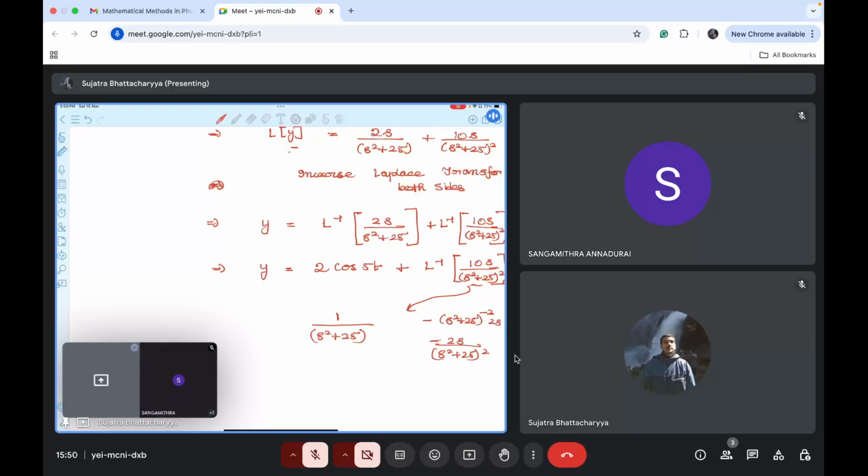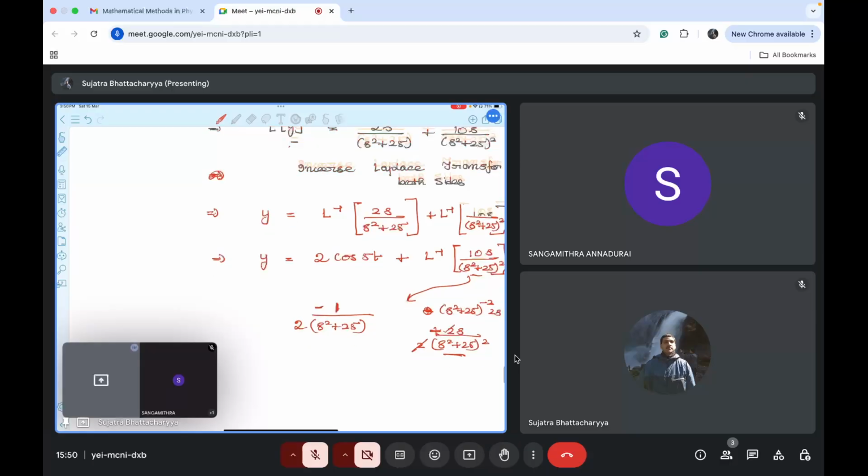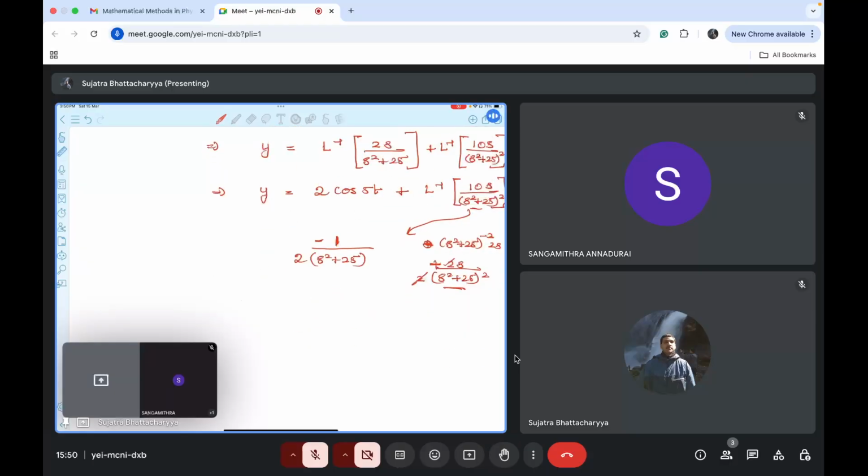Is this seen very clearly? So if I put 1 upon s square plus 25 with a negative sign, then minus minus will be plus. It will go. It will be like this. And if I just put a 2 here, then you will get a 2 here also, so that will also go. So you get s upon (s square plus 25) whole square. Right? And a 10 is there, 10 I can take outside.